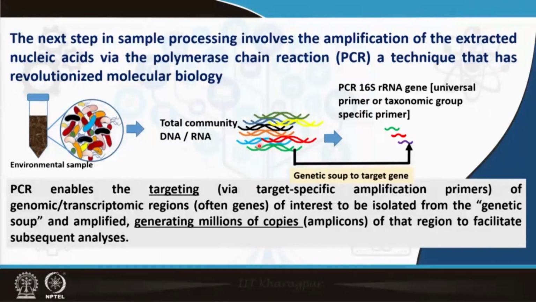So, out of 10,000 genes, we want to amplify only one gene. That means it is possible. From a mixture of so many different genes and genomes, we will be able to pinpoint a particular gene of interest. For example, if I am working on ammonia oxidation in an environmental system, I want to remove ammonia. So, I am targeting the organisms responsible for ammonia removal, that is the ammonia oxidizing organisms.